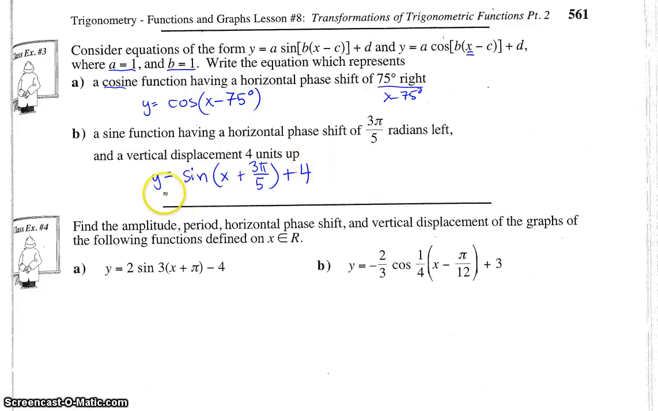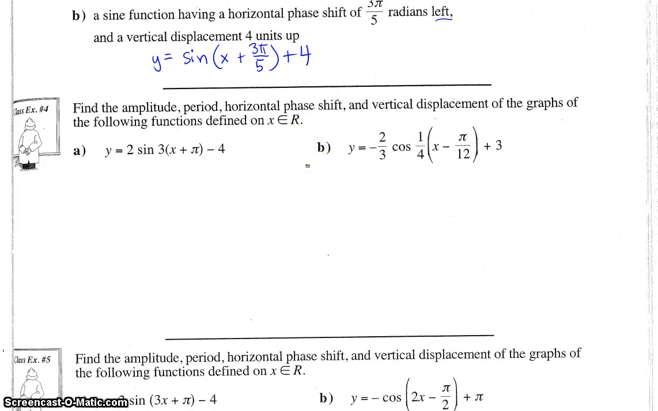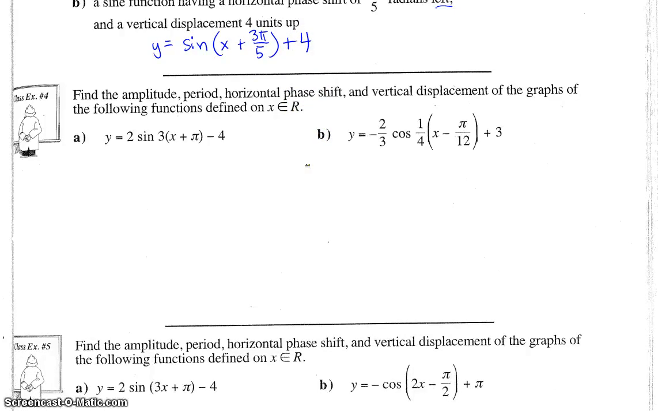Okay, so did you guys get this equation as well? Y equals sine bracket x plus 3 pi over 5, because it was left, so that's why the plus sign, and the bracket, and then it moved up 4, so plus 4 at the very end. All right, good job. Next, find the amplitude, period, horizontal phase shift, and vertical displacement of the graphs of the following functions defined on x is now in the reals, so that just means it goes forever.